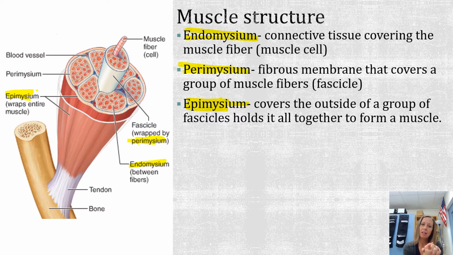Next, between that, is the perimysium. The perimysium is a membrane that covers your fascicles, so that's a word you need to pay attention to. This bundle of muscle fibers is called a fascicle, and it's bundled by your perimysium. And then inside that fascicle, you have every individual muscle fiber.